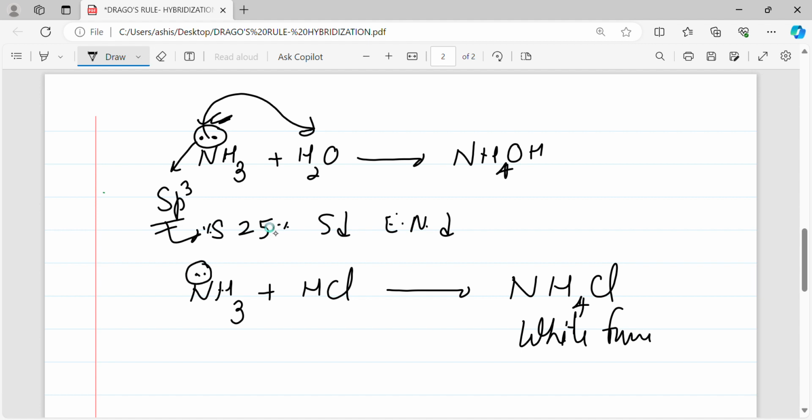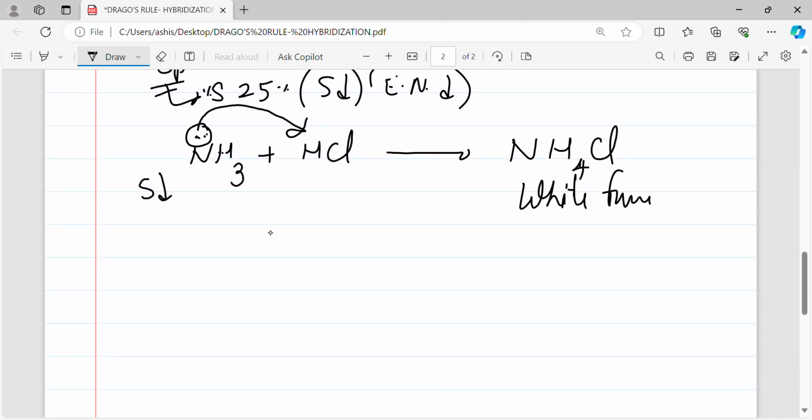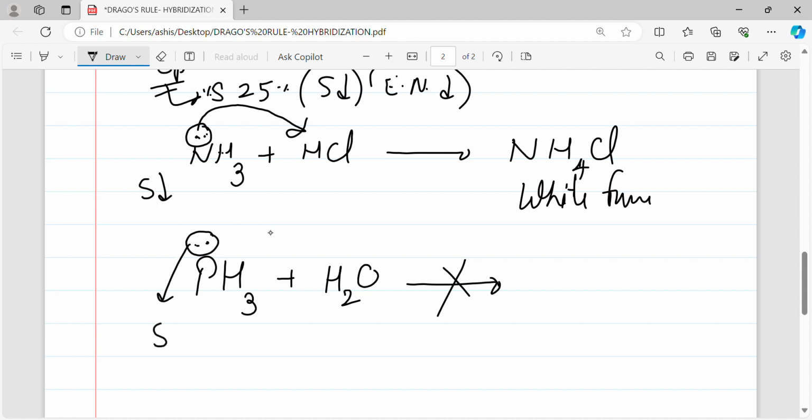Similarly, when NH3 reacts with HCl, it gives white fumes of ammonium chloride. Why? Because it can easily donate its lone pair, because s character is less, so electronegativity is less, that's why the lone pair are far from the nucleus. But in the case of PH3, it is almost insoluble in water.